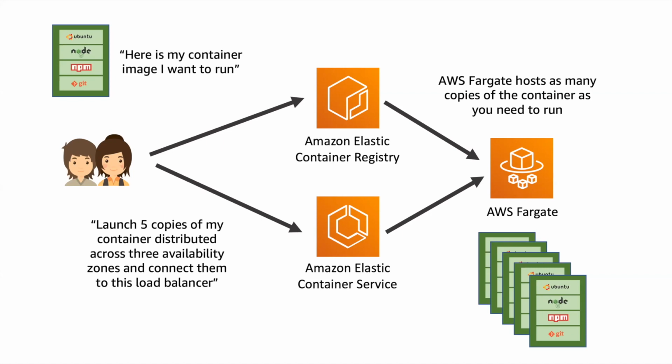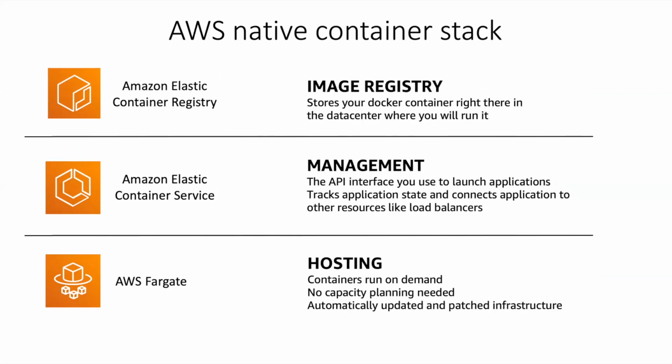So to summarize, showing the full stack here, image registry, its purpose is to store your Docker container right there in the data center where you plan to run it. ECS, its purpose is to be a management interface. So it's an API that you use to actually launch your applications. And this management layer is tracking your application state constantly and connecting the application to other resources like load balancers.